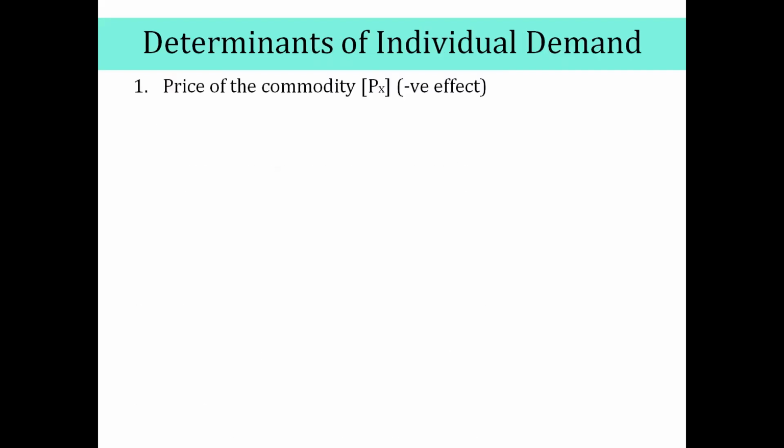Determinants of demand. Demand is determined by various factors. The first and foremost determinant of demand is the price of the commodity. The price of the commodity negatively affects the demand for the commodity. Higher the price, lower is the demand; lower the price, higher is the demand.